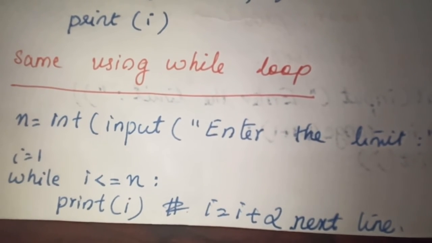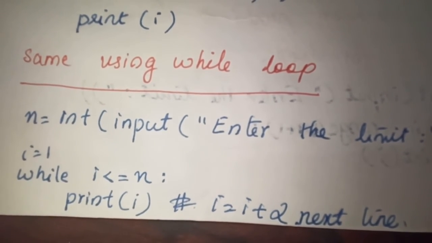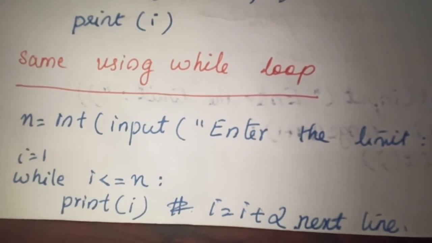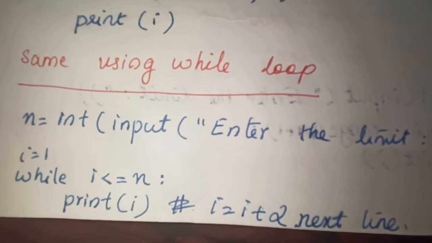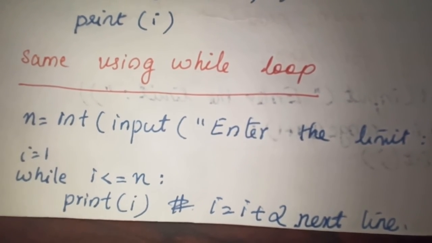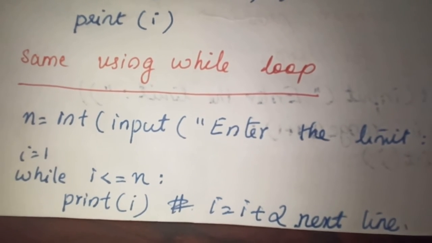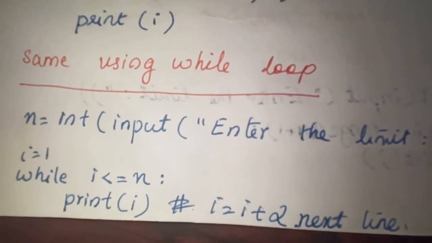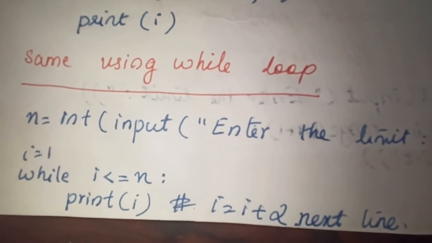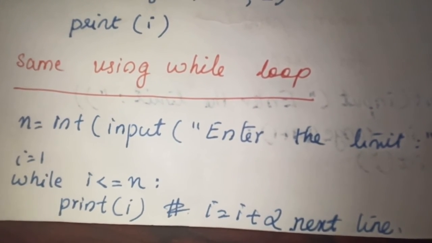Then what is the next step? I commented it because there was no space in this page. And this I equal to I plus 2 should be in the next line after print. Okay. So I is printed. I equal to I plus 2, so it is 3. Then 3 is printed. It goes on until I becomes greater than n, and then it will stop there.